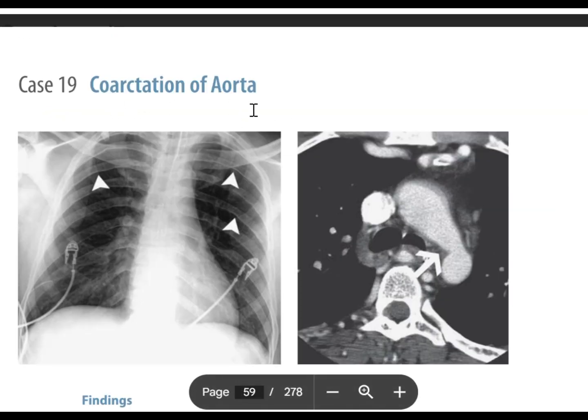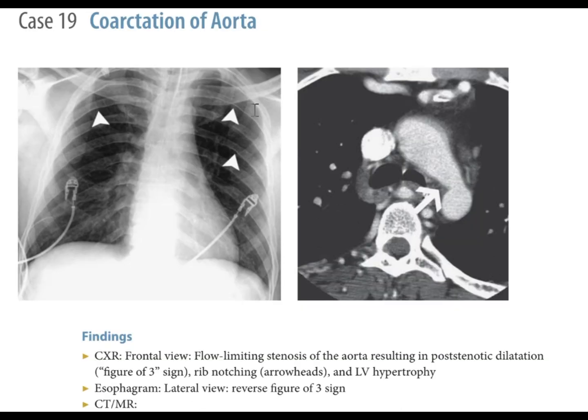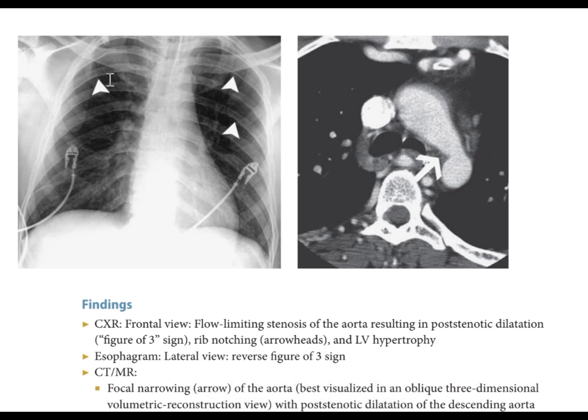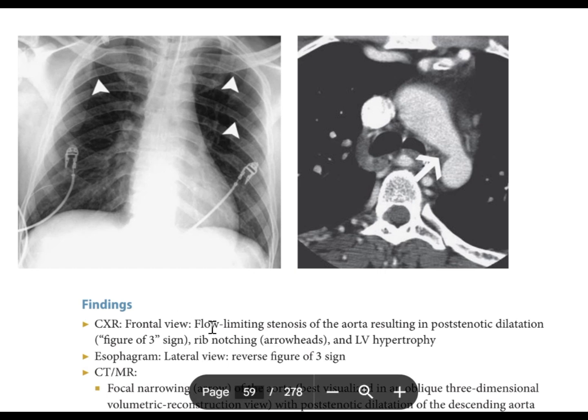This is an example of coarctation of aorta. Chest X-ray, frontal view. There will be flow limiting stenosis of the aorta resulting in post-stenotic dilatation. Figure of 3 sign, rib notching. Can you see the rib notching here? There will be inferior rib notching, and left ventricular hypertrophy.